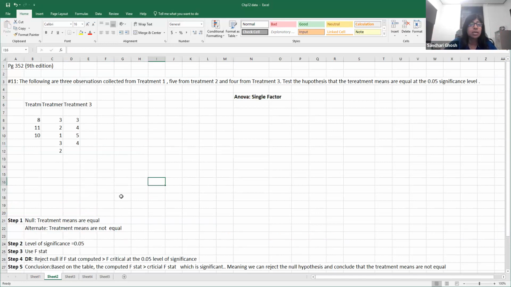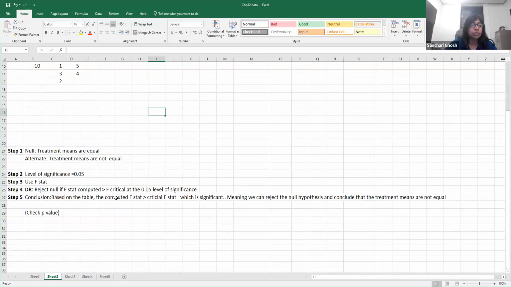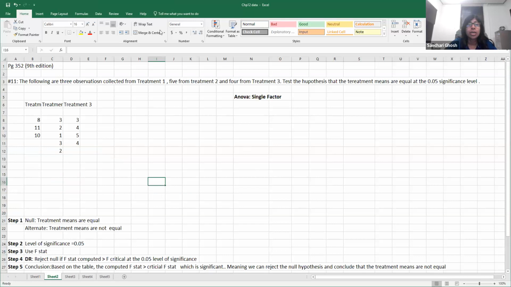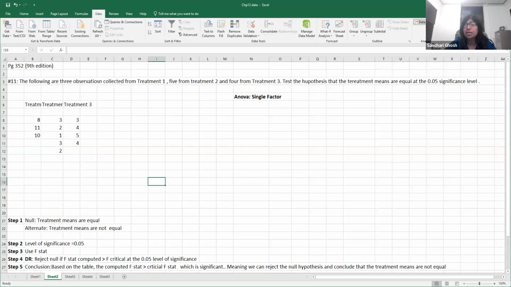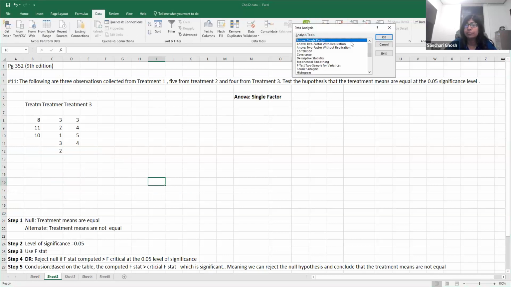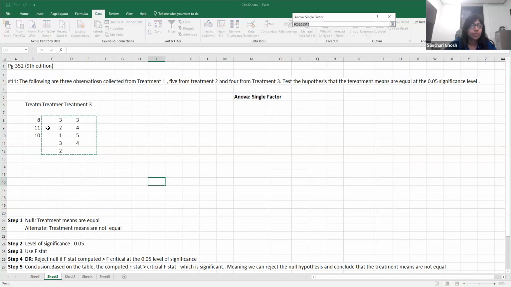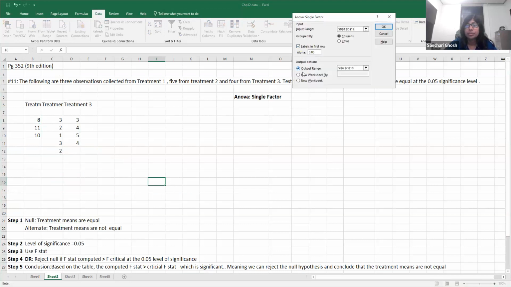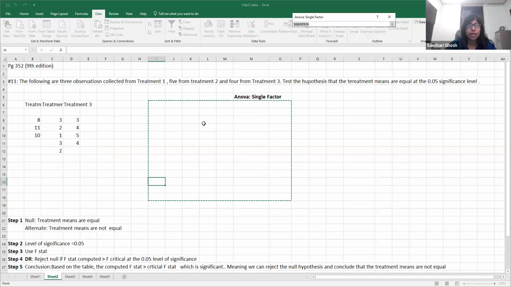Again, you're testing whether the alternate is correct or not, and whether we can reject the null hypothesis, with the level of significance the same. So again, one more time: data analysis, single factor ANOVA, the first thing in your data analysis. Okay, input range. Please get the whole input range, ladies and gentlemen. Labels in first row, alpha 0.05, and I will put the little ANOVA out here.